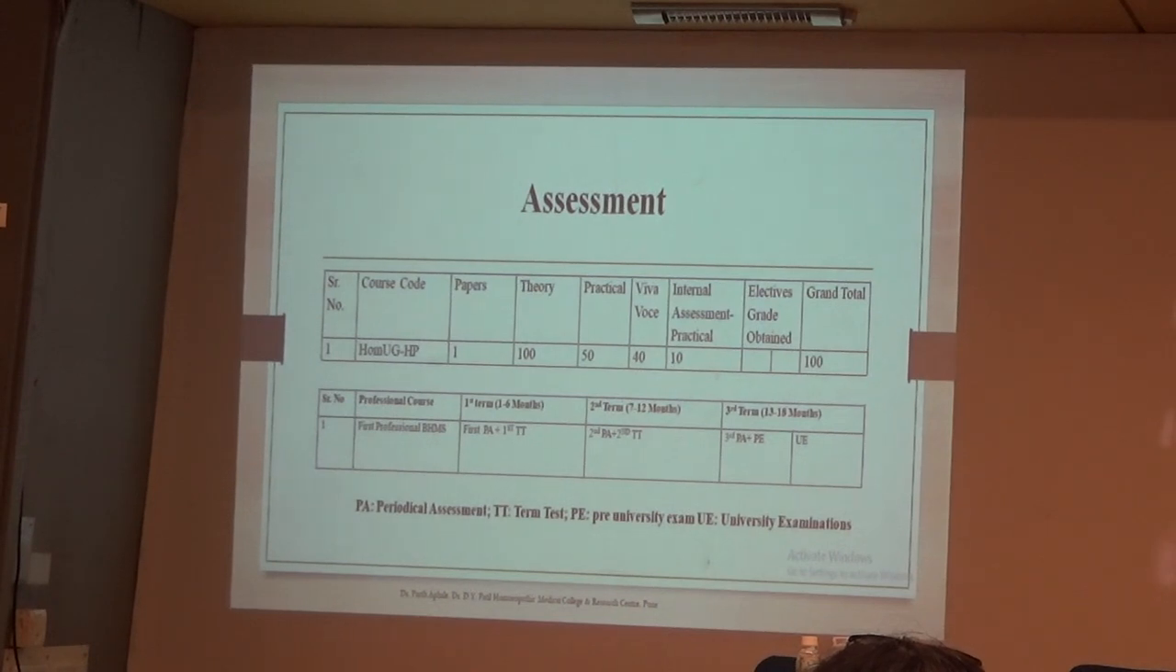You will be having in the first term one periodical assessment and one terminal examination. In the second term, we'll be having the second periodical assessment and second terminal examination. In the third term, we'll be having the third periodical assessment, prelim examination, and last is the final university examination. This is the internal assessment which has been defined in the syllabus. So you have three periodical assessments, two terminals, the prelim examination and the final university examination.